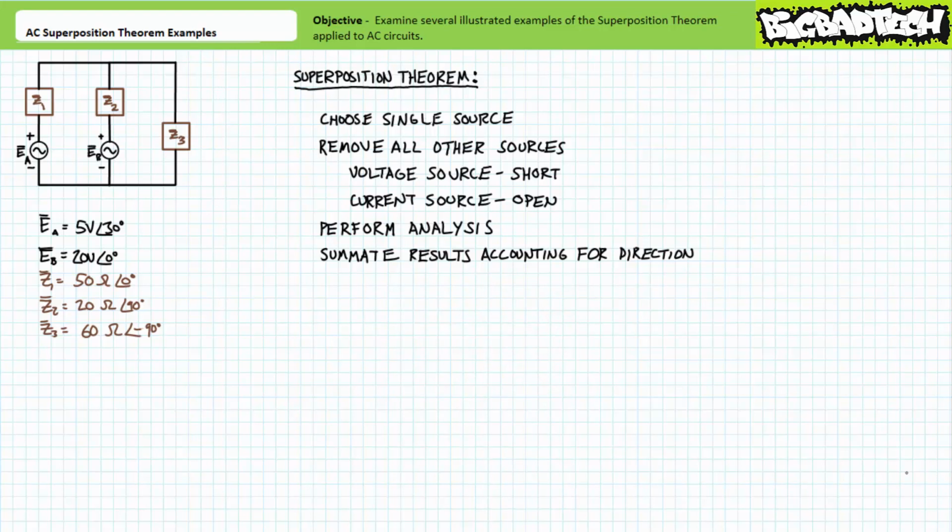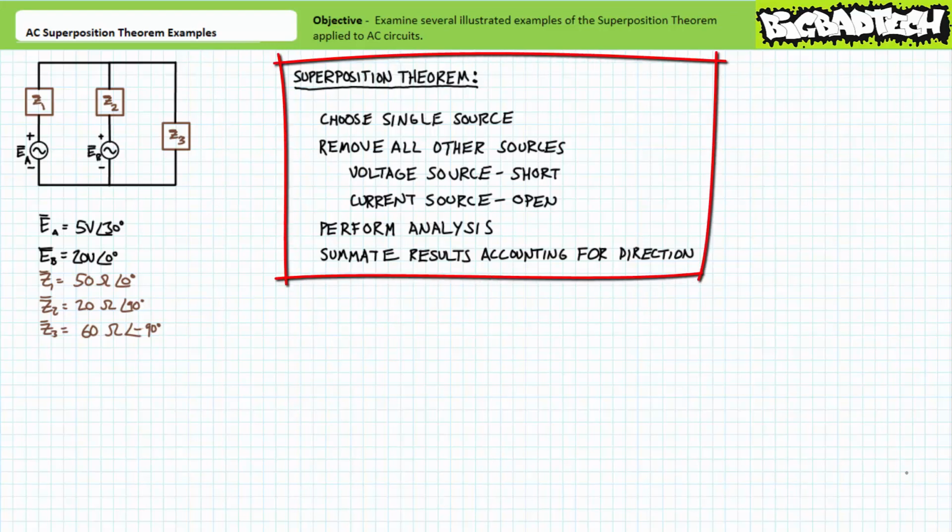the repetitive analysis of a circuit including multiple sources from the perspective of an individual source contribution, where individual results are then summated, accounting for magnitude, phase shift, polarity, and direction. Employing the superposition theorem is a relatively straightforward process. The general steps are as follows.